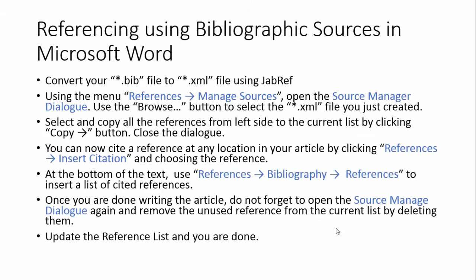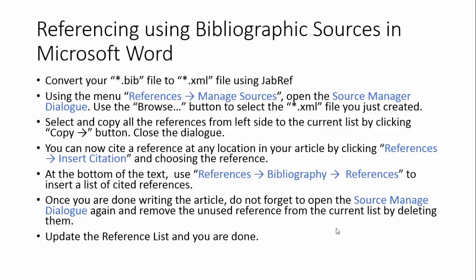Referencing using bibliographic sources in Word is also quite straightforward. However, it requires that your bibliographic data is available in an XML format. You can use JabRef to convert the data from bib format to XML format. Using the menu on Microsoft Word, References and Manage Sources, you can open the Source Manager dialog and use the Browse button to select the XML file. Select and copy all the references from the left hand side pane to the right hand side in the current list by clicking the Copy button, and then you can close the dialog.